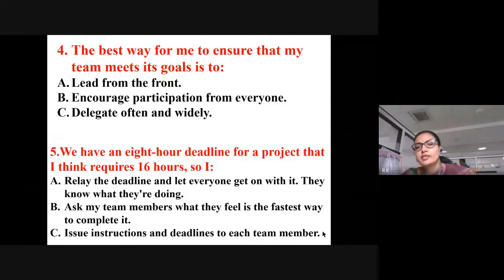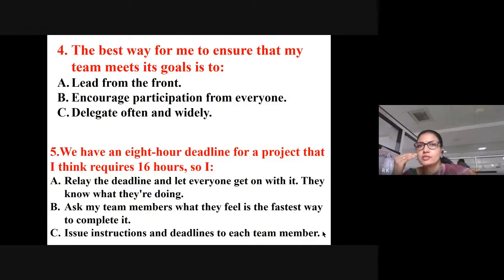The best way for me is to ensure that my team meets its goal. It's basically to lead from the front or to encourage the participation from everyone. There's a lot of understanding that goes into it. There are 10 persons in a team and one person doesn't turn up. Would you mind calling and asking why he or she has not turned up, and then asking, you need to participate? This is very important. So, encouraging participation. Would you mind seeking participation from everyone? Or you'll just delegate often and widely?